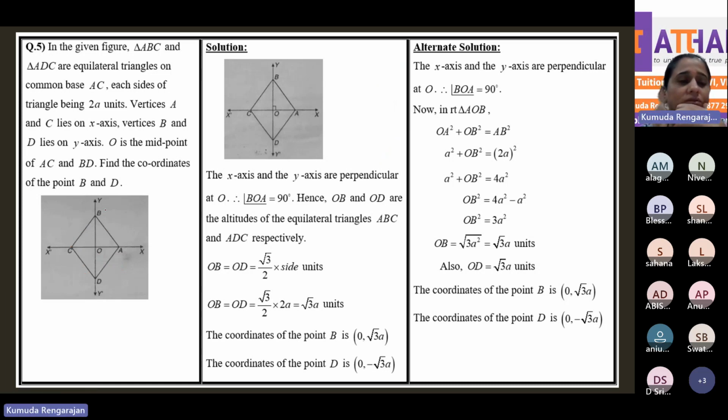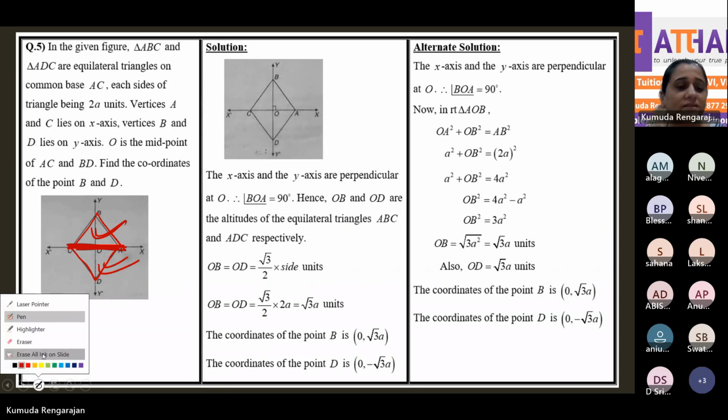From the information given, this one is equilateral. This one is also equilateral. Both the equilateral triangles are identical because they have a common side, AC. AC is the side of this triangle. AC is also the side of this triangle. That means both the equilateral triangles are identical.